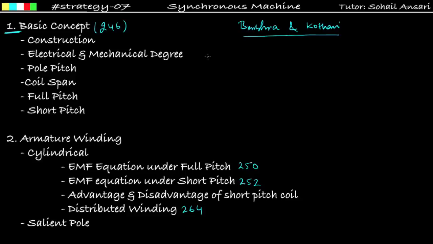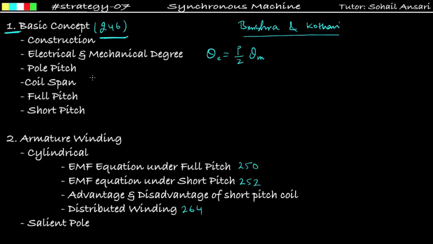Then you have to know about the formula of electrical and mechanical degree, that is theta electrical is equal to P by 2 of theta mechanical. These things you will get on page number 246 of the Bhimra book. Okay, PS Bhimra page number 246. That is theta electrical is equal to P by 2 into theta mechanical.